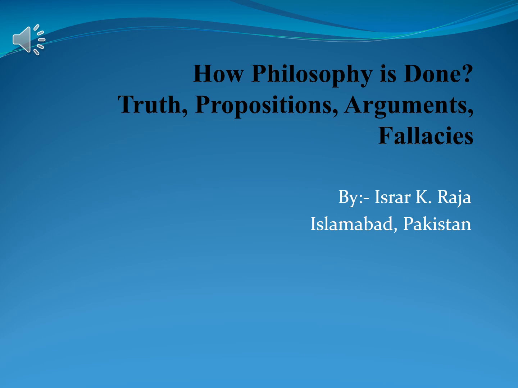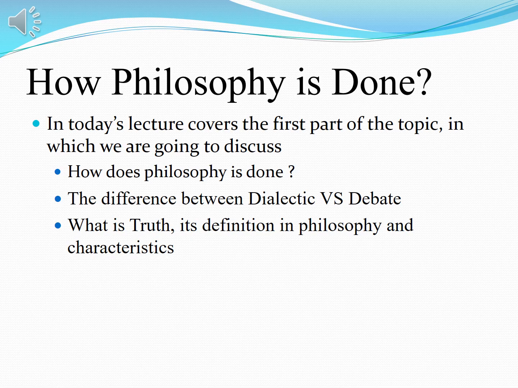Today our topic is how philosophy is done: truth, proposition, argument, and fallacies. Due to the length of this topic, I have divided this into two parts. Today's lecture covers the first part, in which we are going to discuss how philosophy is done, then the difference between dialectic versus debate, and what is truth, its definition in philosophy, and its characteristics. So let's start discussing one by one.